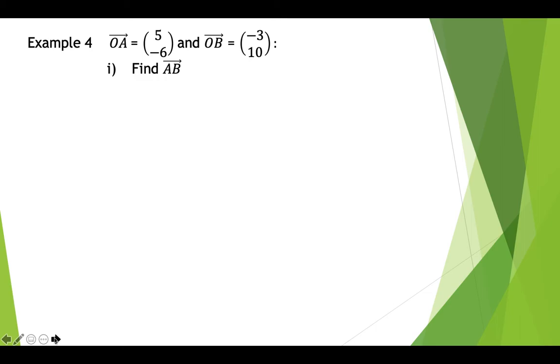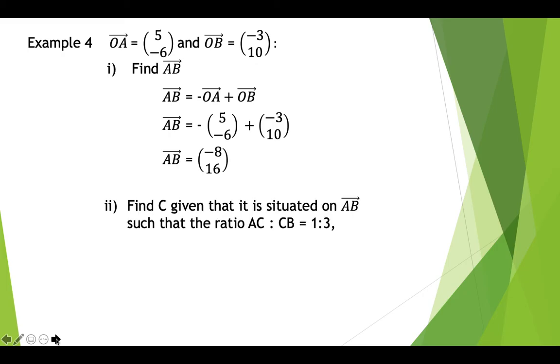All right, example 4. OA is 5, -6, and OB is -3, 10, so find AB. So obviously as we become more proficient, we don't always have to draw diagrams. You can try and jump straight to the working. So hopefully you're starting to recognize what is happening whenever we find AB. It will be -A, +B. Find our values. And obviously I recommend, if you are still having trouble, do draw a diagram, but we're trying to get to that point where, if we can, we're just doing the algebra.